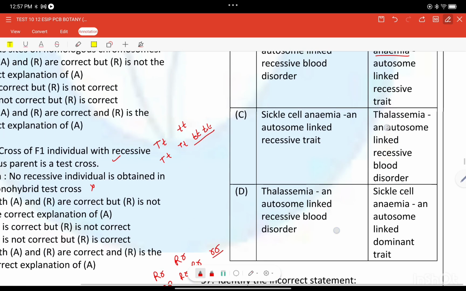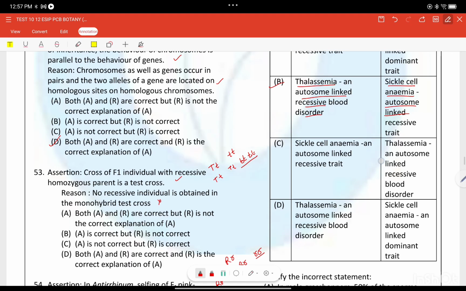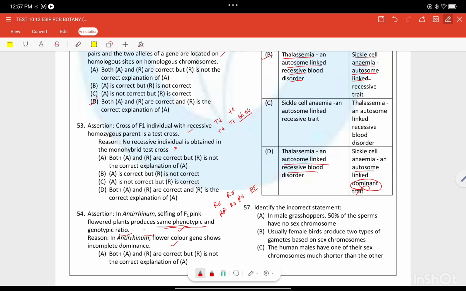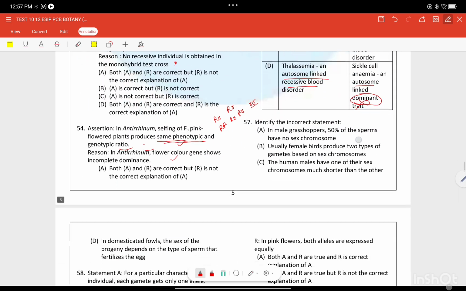If there is the same option, D option is also there. Thalassemia is an autosomal linked recessive blood disorder, correct. Sickle cell anemia is also an autosomal linked recessive disorder. Autosomal linked recessive disorder, not autosomal linked dominant trait. That is why this option is incorrect. Answer is B.